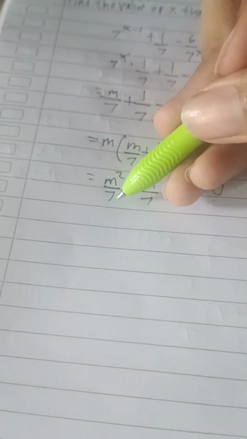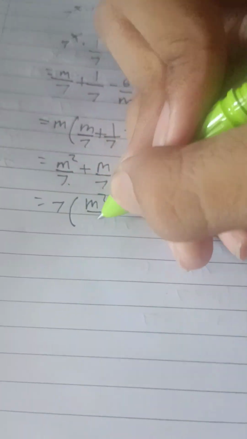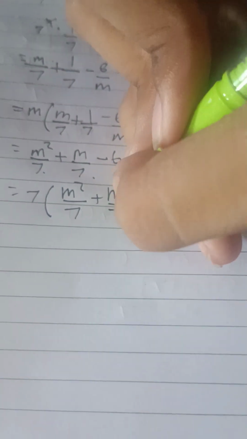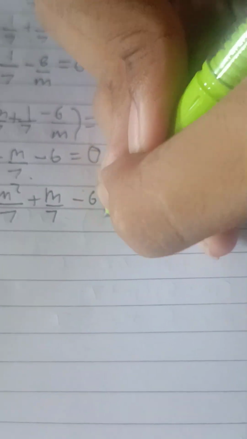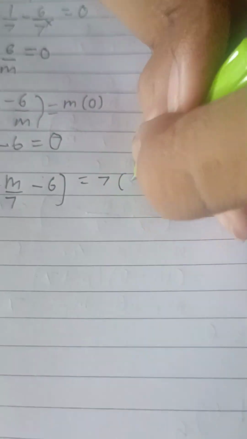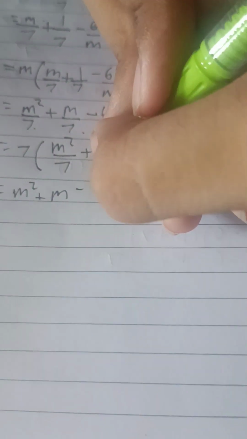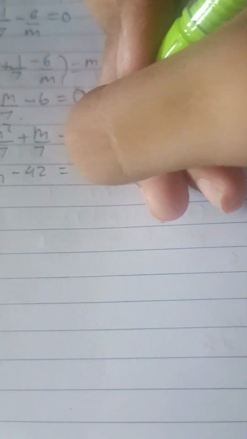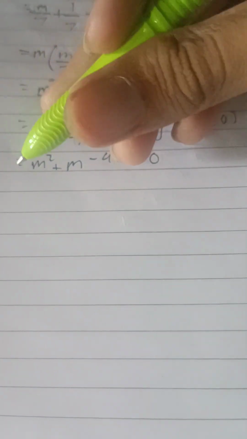And now we need to get rid of these 7s. So we need to multiply both sides by 7. 7 times m squared over 7 plus m over 7 minus 6 is equal to 7 times 0. And we could simply multiply this out. So that is m squared plus m, then 7 times negative 6 is equal to negative 42, that is equal to still 0, since 7 times 0 is still 0.